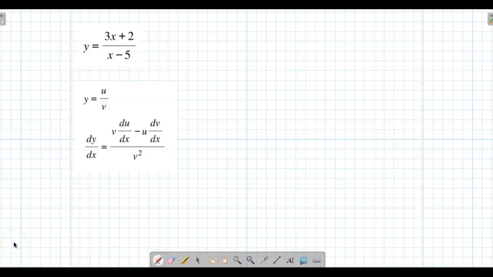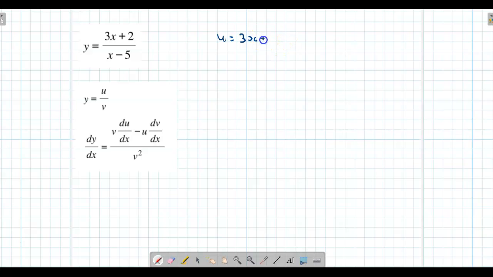So this video is looking at the quotient rule for differentiation. Now the quotient rule is when we have one function divided by another function. We call the top function u and we call the bottom function v. So I'm looking at that formula.